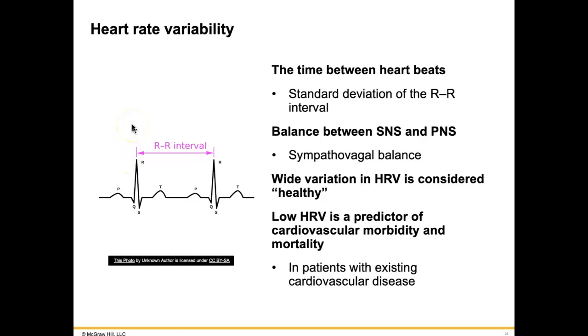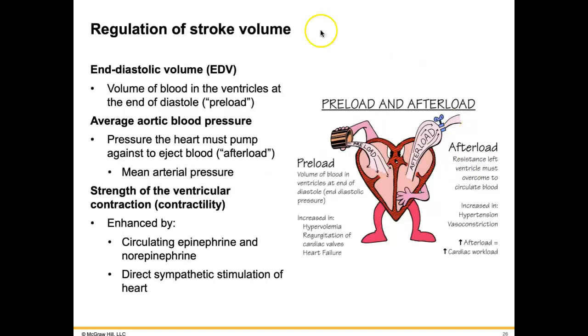So a low heart rate variability is a predictor of cardiovascular morbidity and mortality. And so we see that in patients with existing cardiovascular disease, because as these get closer together, we are going to see that the heart is working harder to push that blood out and get it to the rest of the body. Now let's take a look at regulation of stroke volume.